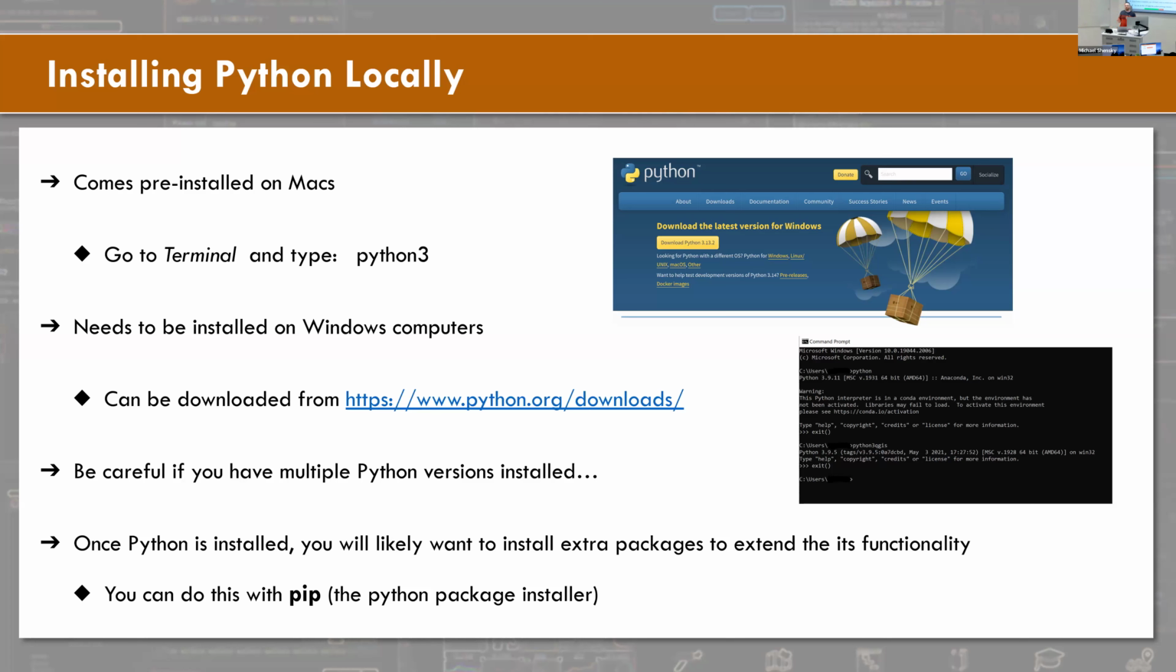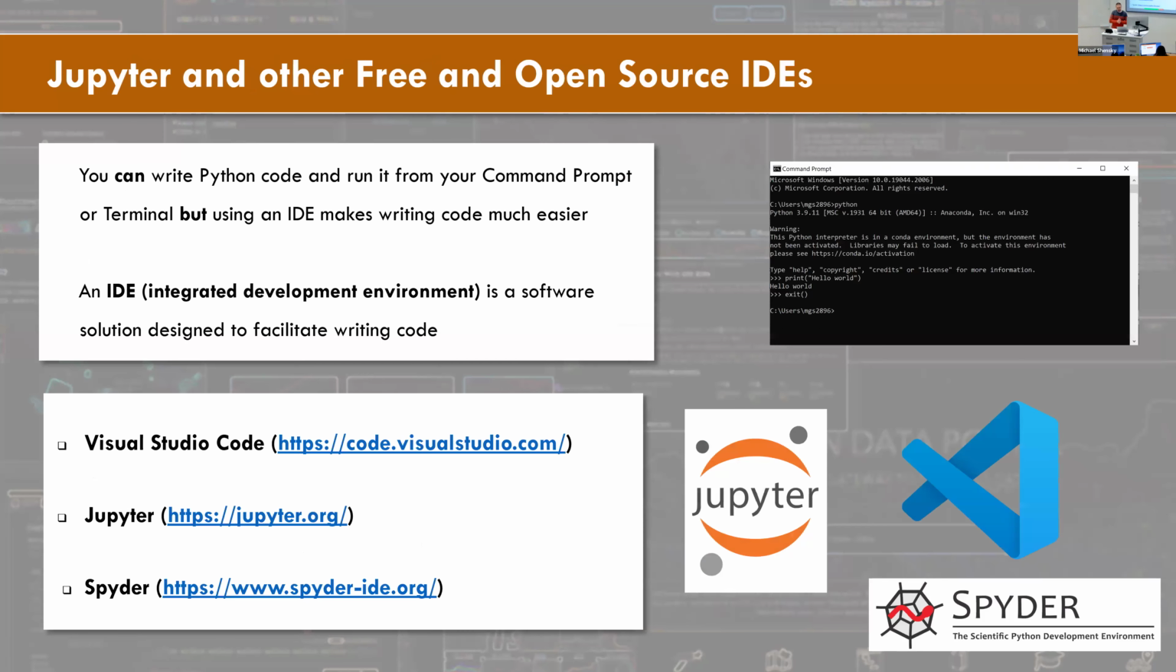Be careful because you can end up with multiple versions of Python on your system and they can all work fine. It can get a little confusing though. So if you've already got Python installed, you probably don't want to install another version. And then once you have Python installed, there are packages that you can install on top of that to extend the functionality of the standard Python library. So we'll be talking a little bit about that today once we get into the Colab environment.